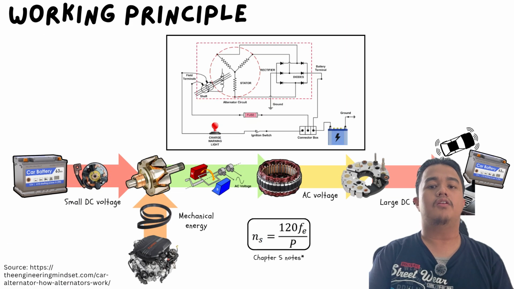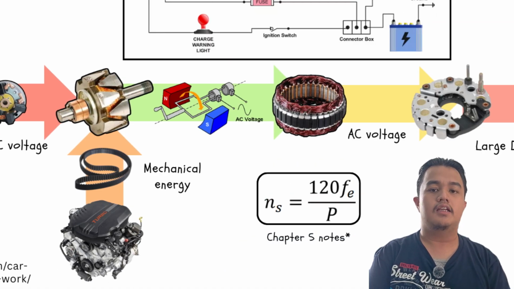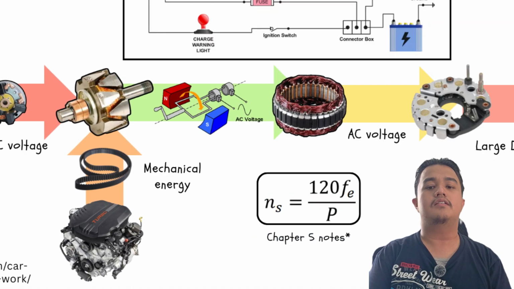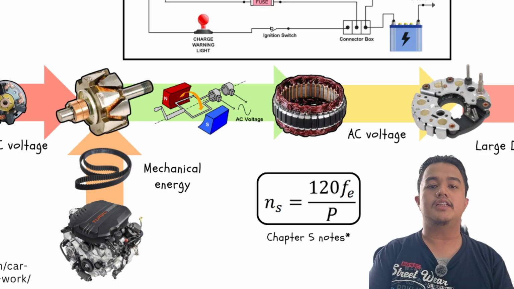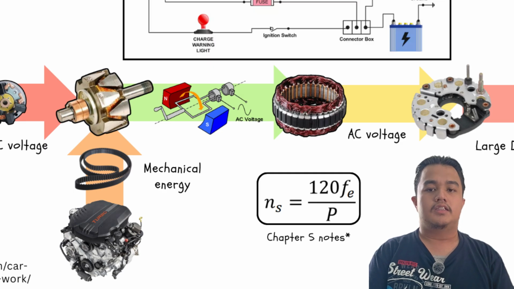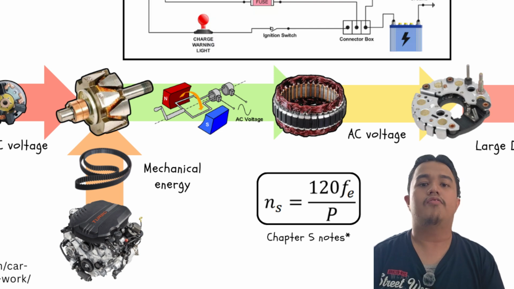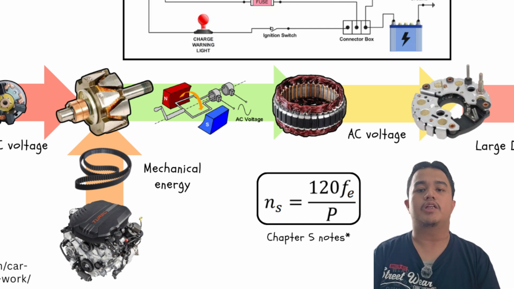This is where Faraday's law of electromagnetic induction comes in. The rotating magnetic field from the rotor cuts through the stator windings, inducing an EMF and producing 3-phase AC voltage. The frequency and speed relationship is described by this formula. Synchronous speed equals 120 times the electrical frequency divided by the number of poles. So, the faster the engine spins, the higher the output frequency.